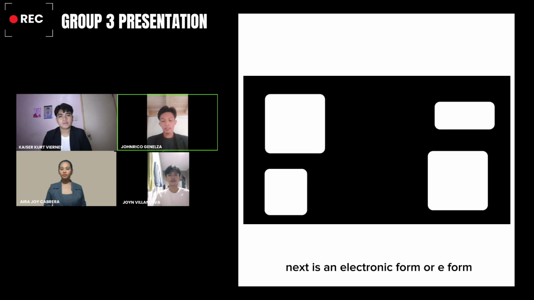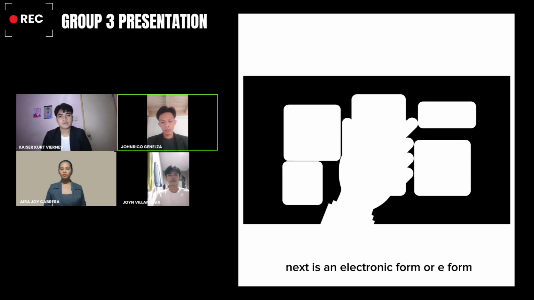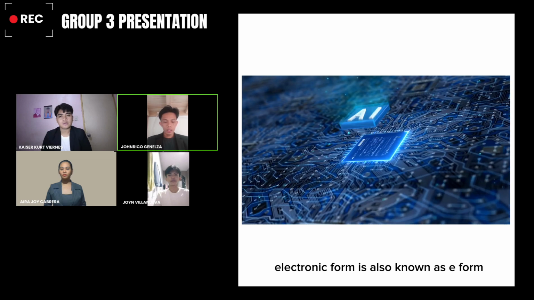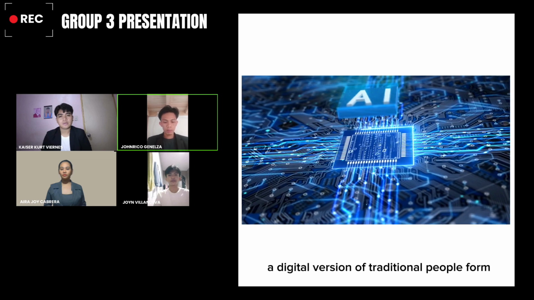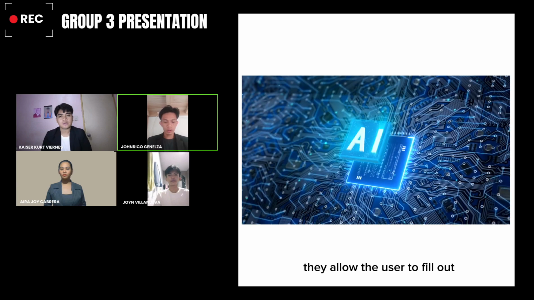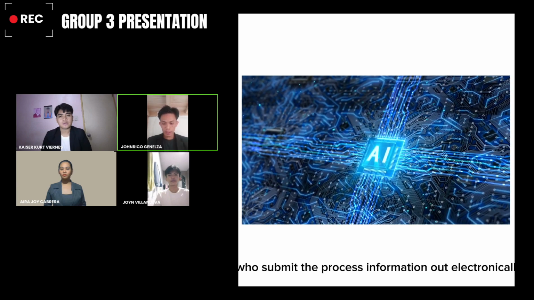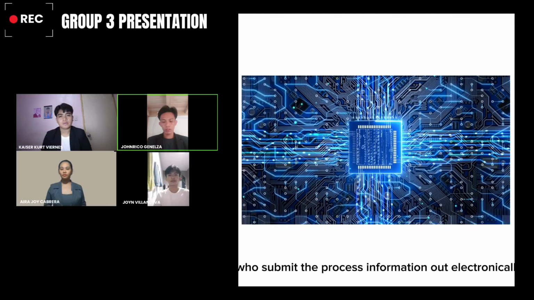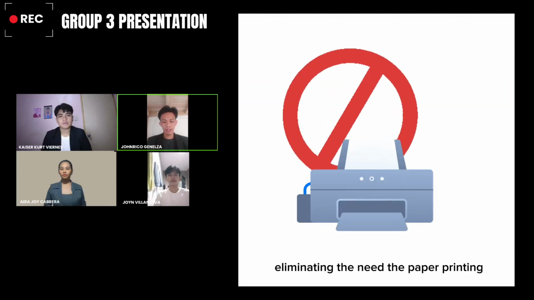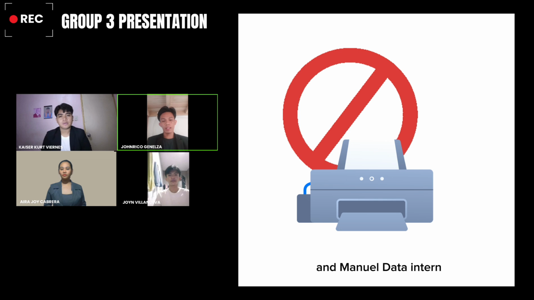Next is electronic form or e-form. Electronic form is also known as e-form, a digital version of traditional paper form. They allow the user to fill out or submit the process information electronically, eliminating the need for paper printing and manual data entry.